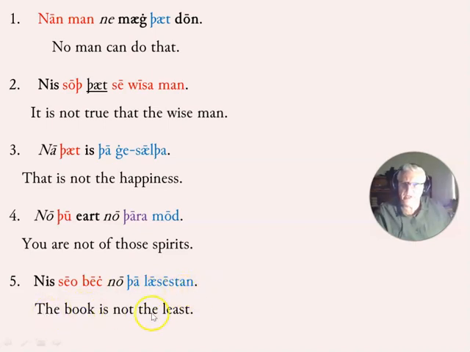Okay, the book is not the least. All right, you can sort of hear modern English "least" there. Lazestan. Least. You can sort of hear it there. See how "least" is like a contraction of this Lazestan. Least. You can sort of hear it in there. It's a hint of it.